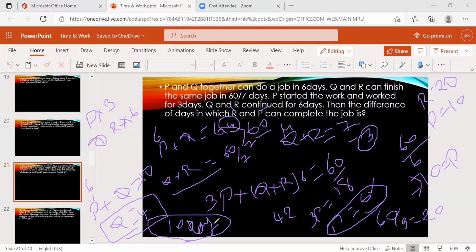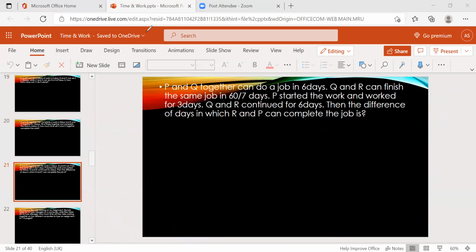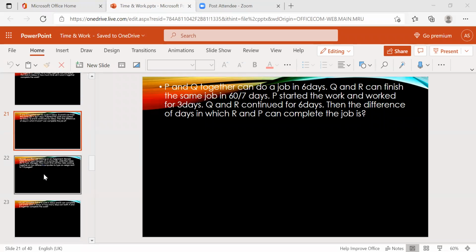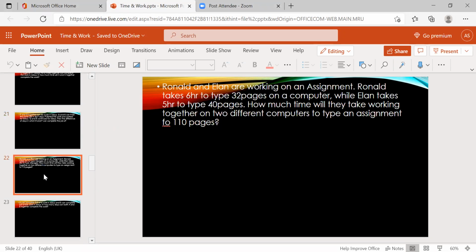Then we can find P's efficiency, from this Q's efficiency, from that R's efficiency. And both efficiencies you know: P can complete the work in 10 days, R can complete the work in 20 days. Right? The difference is nothing but 10 days. Clear? Interesting question. These are the previous questions. You just need to get the idea about this one. Now, see.